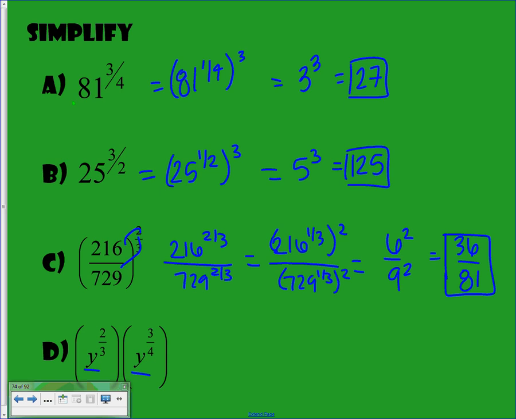To add fractions, I need a common denominator. So if I turn that into 12ths, 3 times 4 is 12, so 4 times 2 is 8, which gives me 8/12. And over here, that would give me 9/12. If I add those together, I would get y to the 17 over 12. Just remembering how to work with fractions is always good.